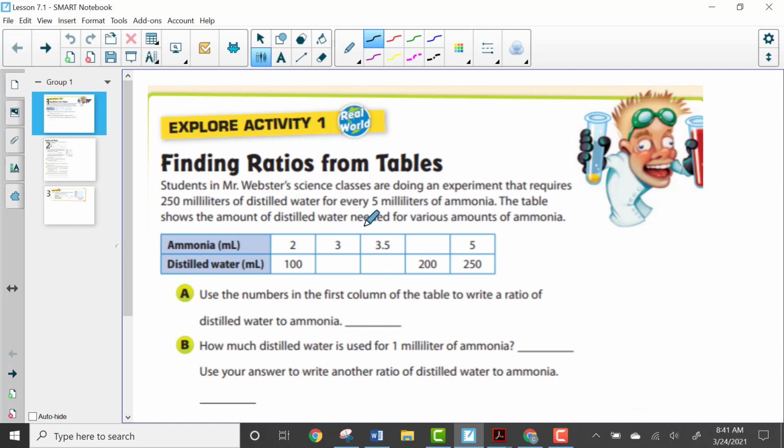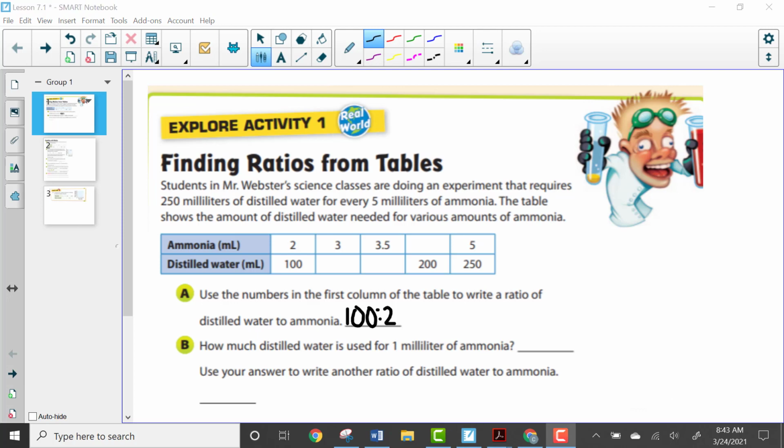The table shows the amount of distilled water needed for various amounts of ammonia. So we can see that ratio is right over here, 5 to 250, 5 milliliters of ammonia and 250 milliliters of distilled water. Now, we're going to use the numbers in the first column of the table to write a ratio of distilled water to ammonia. Remember it's distilled water to ammonia, so it's going to be 100 to 2. So that's the ratio that we see right there. Even though ammonia is on top and distilled water is on the bottom, they're asking us to write a ratio of distilled water to ammonia.